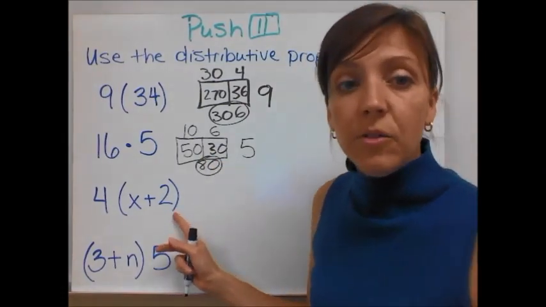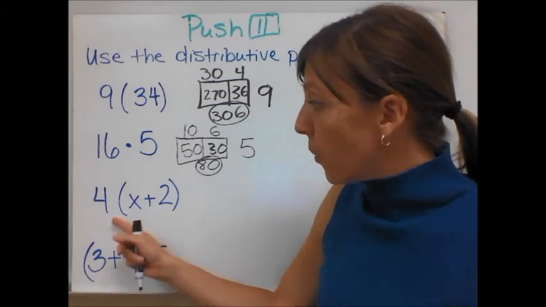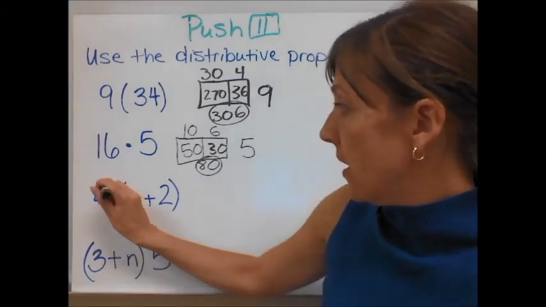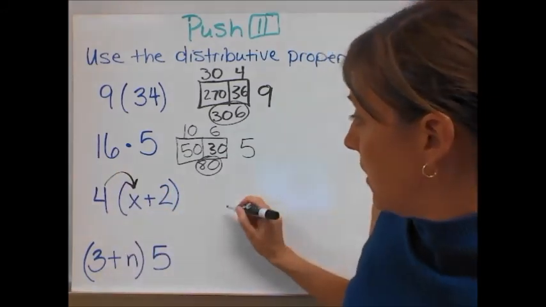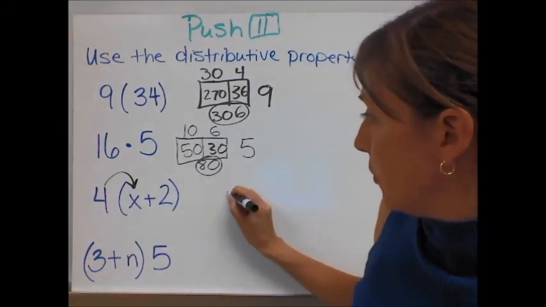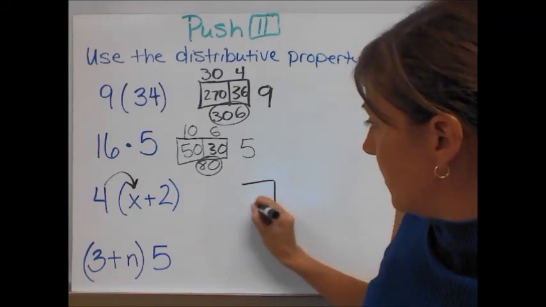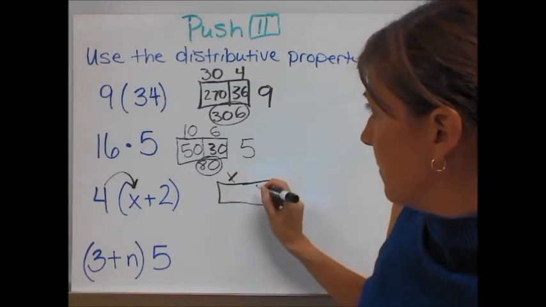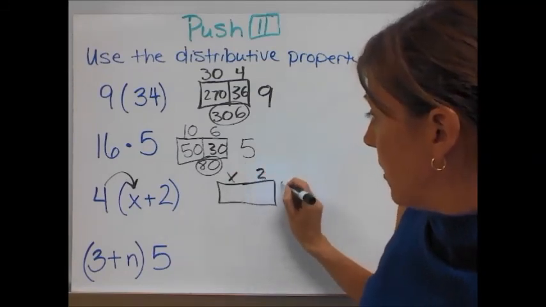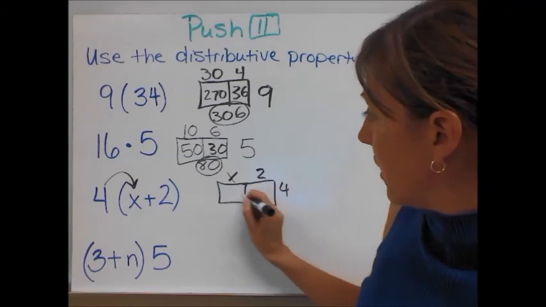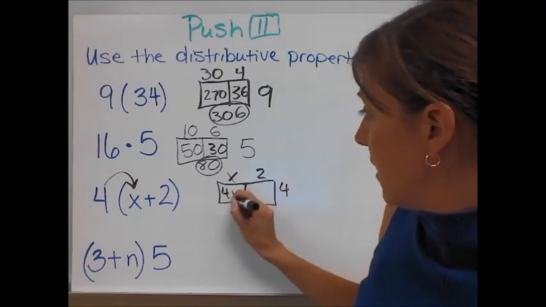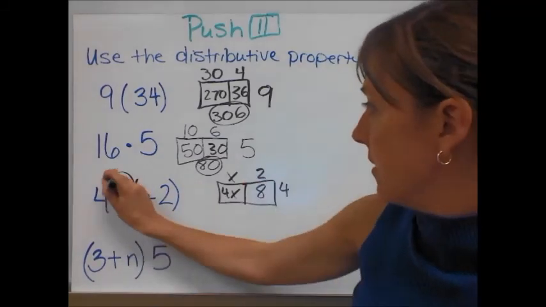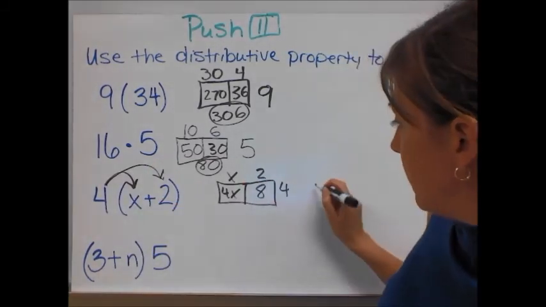Okay, let's go to 4 times x plus 2. Well, I'm going to distribute 4 to x, which would be 4x. But let me write this out using the blocks. So x I'll put here, and 2 I'll put here, and I'll put my 4 on the outside. 4 times x is 4x. And 4 times 2 is 8. And so now I'll just have 4x plus 8.